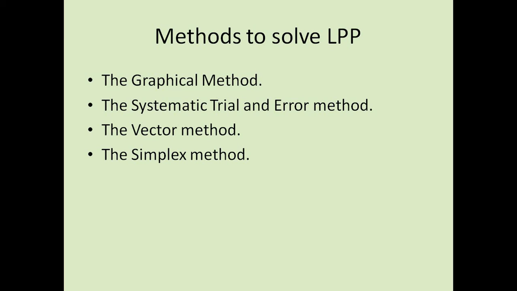One is the graphical method, the second one is the systematic trial and error method, third one is your vector method, and the simplex method is the fourth one. When you see this graphical method, you're only involving two coordinates. One would be your x-axis and the other one would be your y-axis. Okay, so this is the x-axis and this is the y-axis.